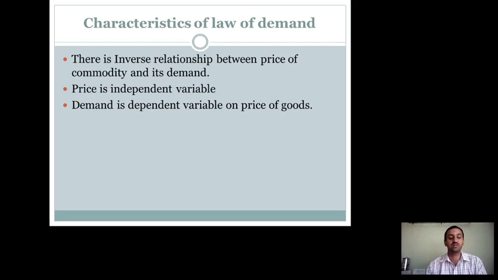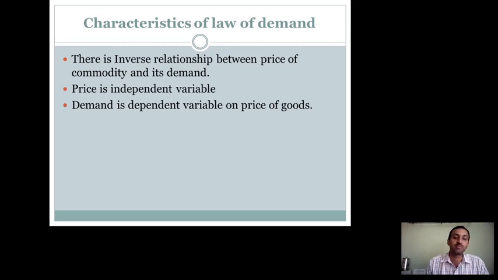Now we have to see the characteristics of the law of demand. What does this law of demand have? A certain set of characteristics. In that, the first one: there is an inverse relationship between the price of a commodity and its demand. As we discussed, there is an opposite relationship between price and demand. If the prices increase, demand will fall, and if the prices fall, the demand will increase. So there is an inverse or opposite relationship between the price and demand for a commodity.